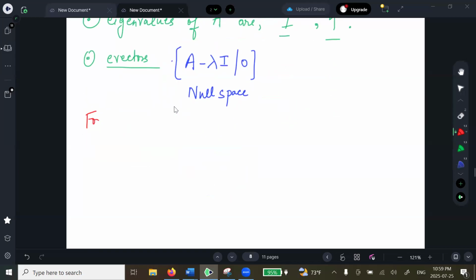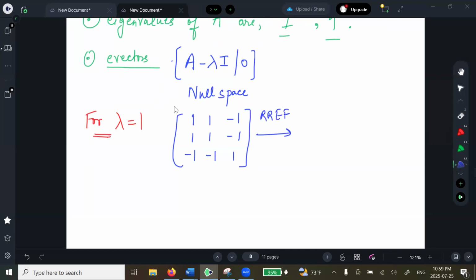Eigenvectors for lambda equals 1. Okay, so I'm going to subtract 1 from the diagonal entry. So I got 1, 1, -1, 1, 1, -1, -1, -1, 1. Find its RREF. That's how I find null space, right? Okay, we had the solutions here. I don't. Okay, I thought I could do it in real time. Okay, who's gonna find me the RREF for this? Because this is gonna take some time.